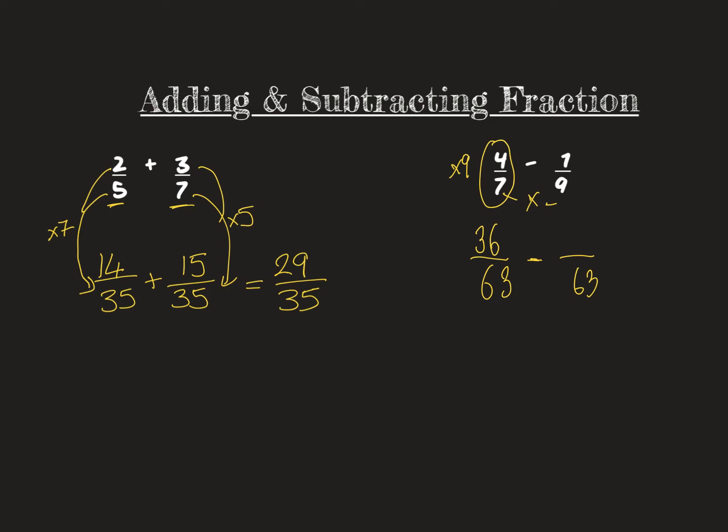And then on this side, to get from the 9 to the 63, we've multiplied by 7. So we need to do 7 times 1, and 7 times 1 is 7. So we have 36 out of 63, take away 7 out of 63, so it's still going to be out of 63, and 36 take away 7 is 29. So it's 29 over 63, and again that can't be simplified, so that is your final answer.